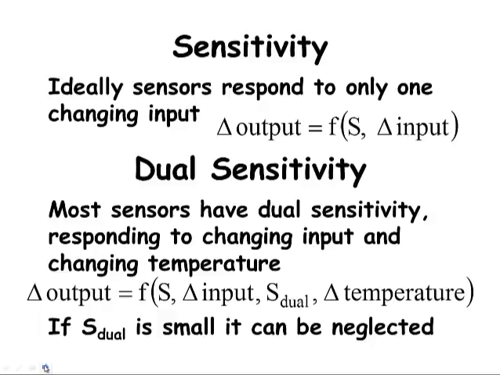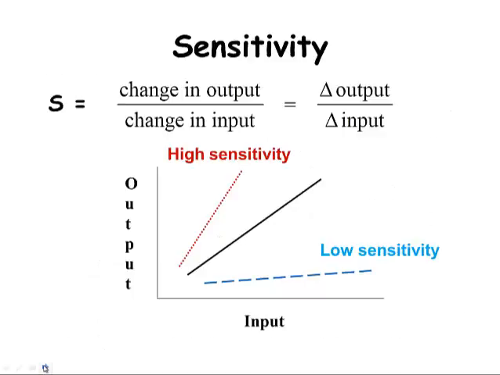Temperature is a common factor that affects many sensors. If very accurate results are needed, check dual sensitivities and the temperature coefficient on the spec sheets. This slide shows the linear response of three sensors with different sensitivities. The solid black line has approximately a unit slope, 1 unit output change per unit input change. The red dotted line, the top line, produces a larger change in output per unit input change.